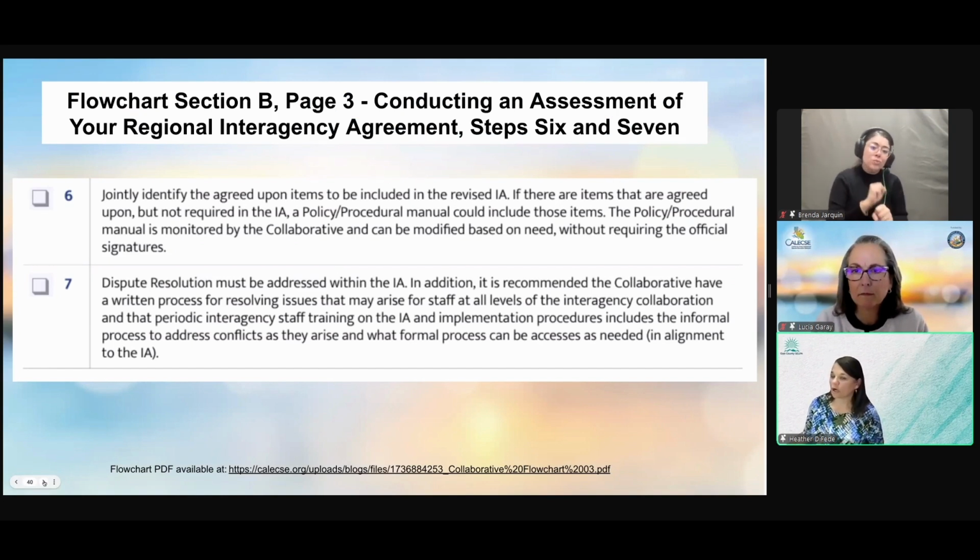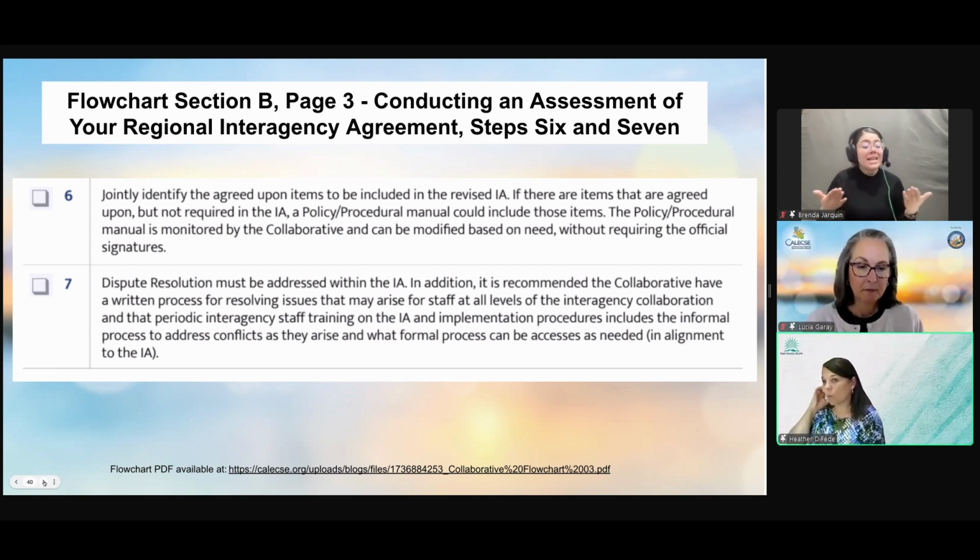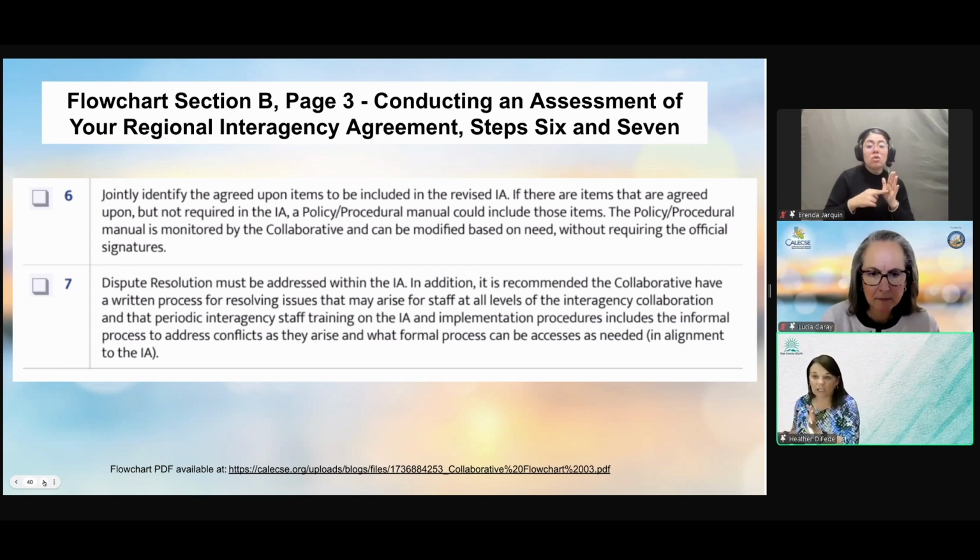Going back to the flow chart, we're in section B on page 3, and we're at steps 6 and 7. As you're working together, you want to jointly identify the agreed upon items to be included in your revised interagency agreement. If there's things that are agreed upon but not required, really think in your area what's best. Is there potentially an area for a policy procedure so that if things change, you don't have to update your interagency agreement to do anything differently?